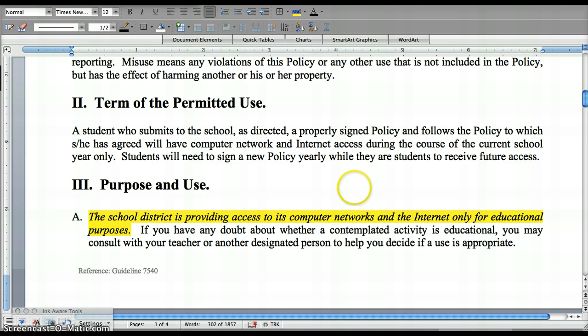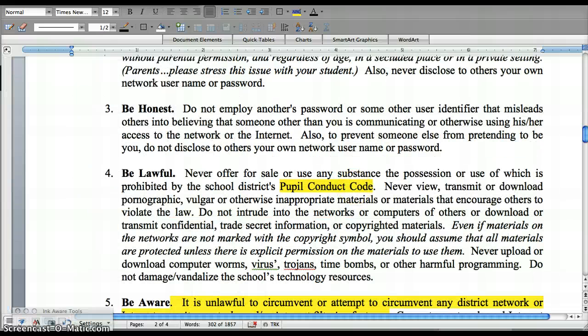The pupil conduct code also goes in line with what is acceptable and what is not acceptable. Obviously, anything that is unacceptable in relation to computer use, in relation to the pupil conduct code, will obviously result in punishment as well.